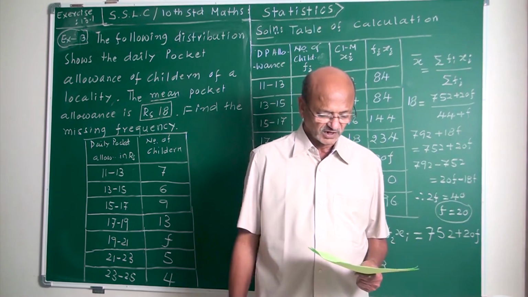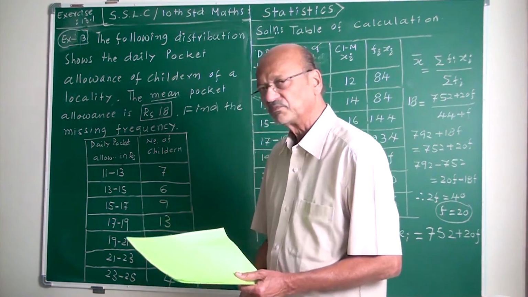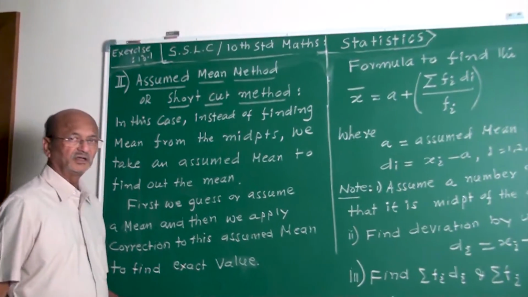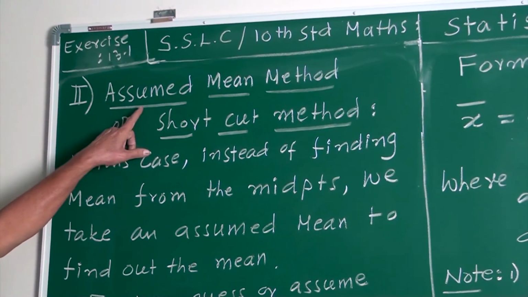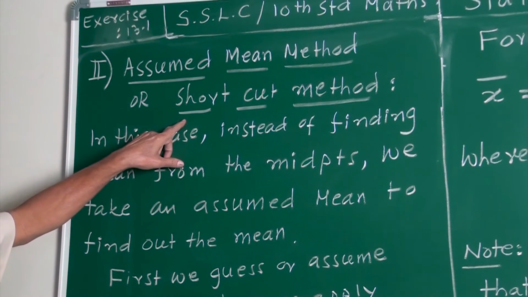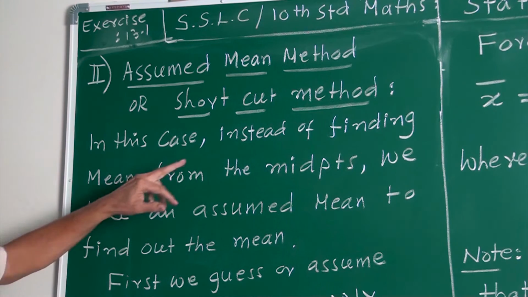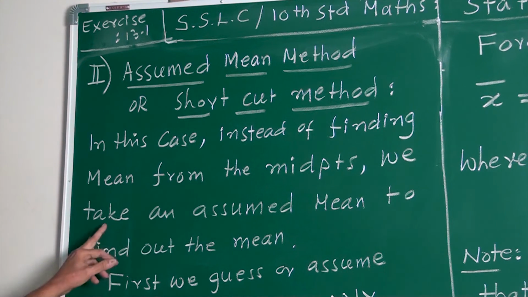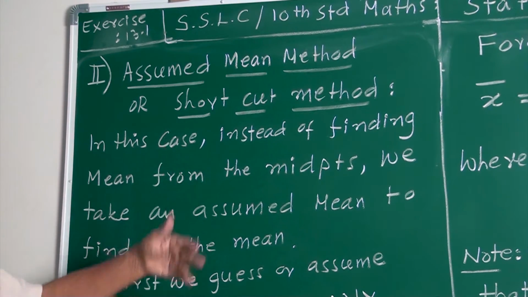First I give the formula, then I do one example, my friends, based on that. Friends, this is the second method to find mean. That second method already mentioned. It is an assumed mean method or shortcut method. In this case, instead of finding the mean from the midpoints, we take an assumed mean. See, in the previous all cases, what?